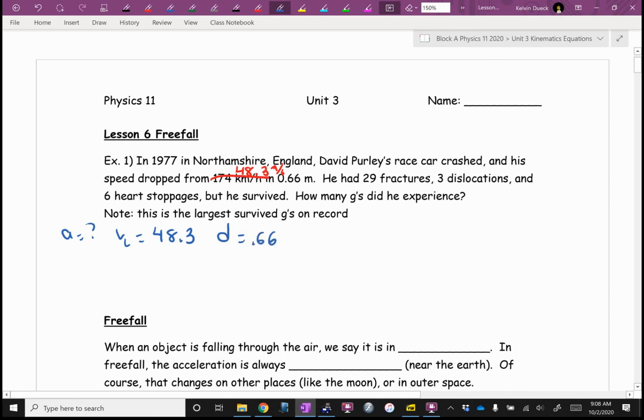I need one more thing, because that's only 2 things. I need 3 to find the 4th. Oh, what's VF in any car accident ever? I'm looking for an equation that has an A, a VI, a D, and a VF in it. There is one. You probably want your green sheet out.